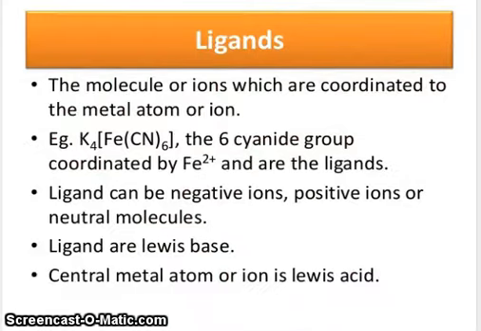Now friends, ligand, what is this? The molecule or ions which are coordinated to the metal atom or ion. For example, K4[Fe(CN)6], the 6 cyanide groups coordinated to Fe2+ are the ligands. Ligand can be negative ions, positive ions or neutral molecules. Ligands are Lewis bases, the central metal atom or ion is a Lewis acid.